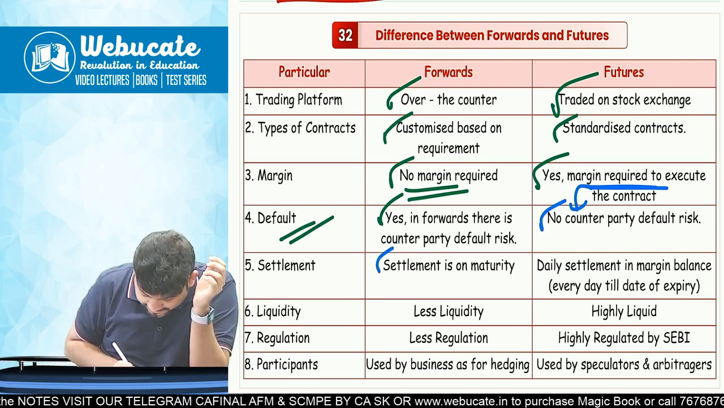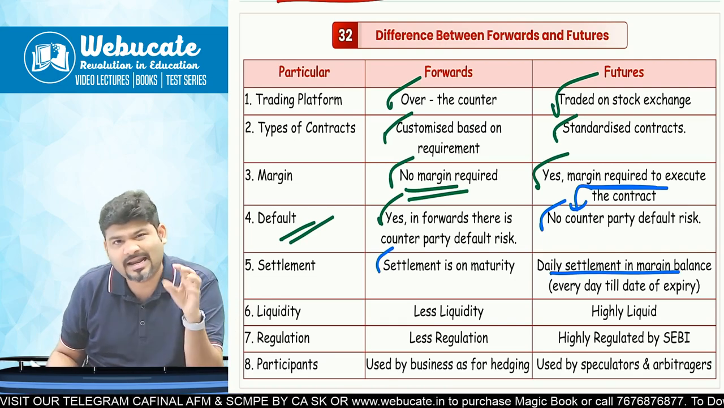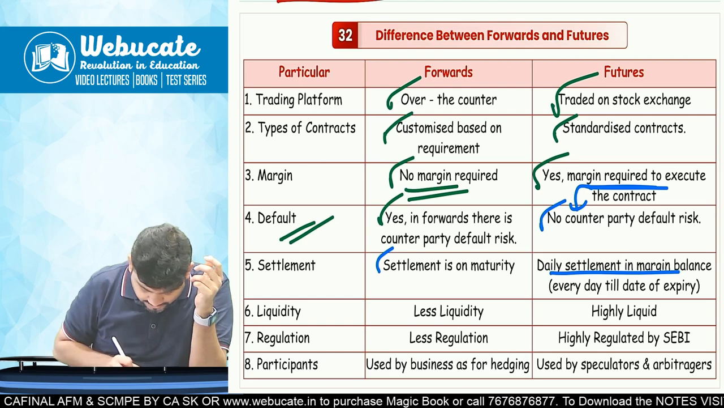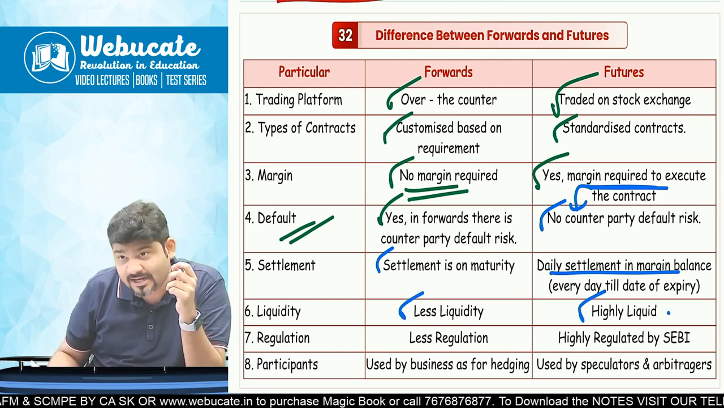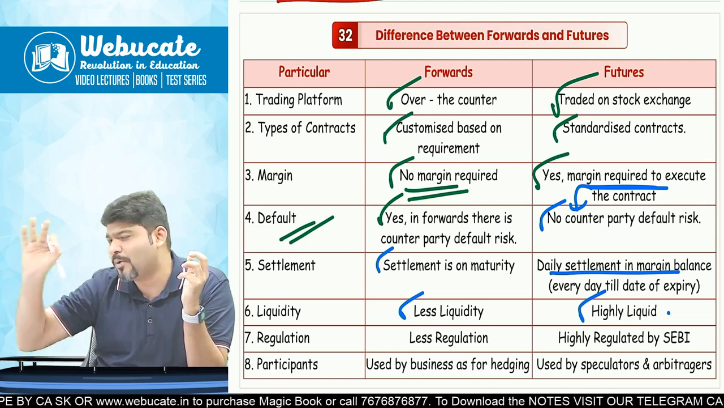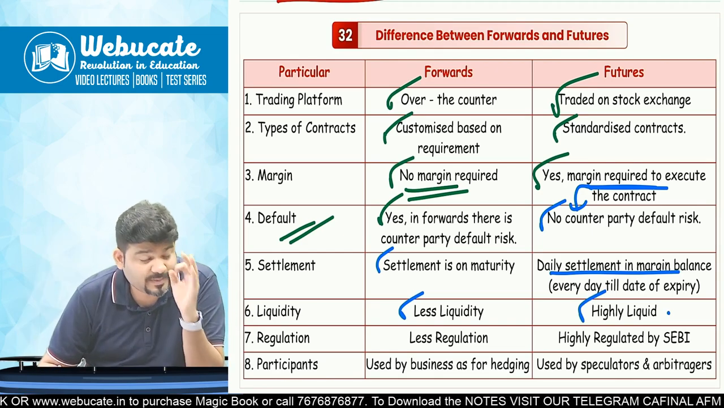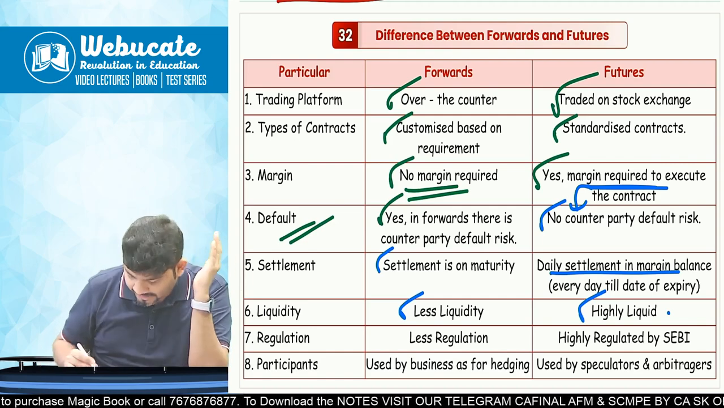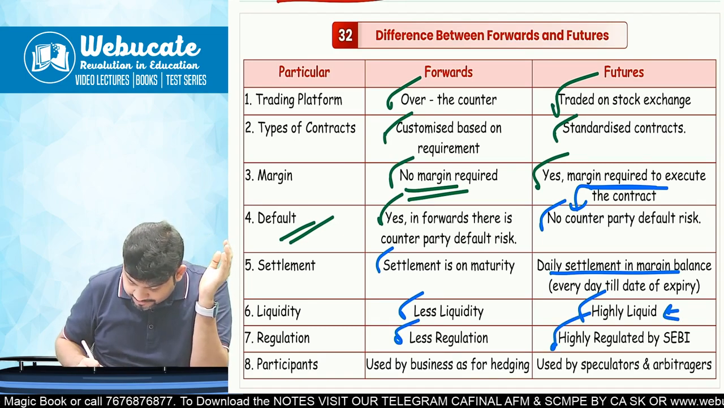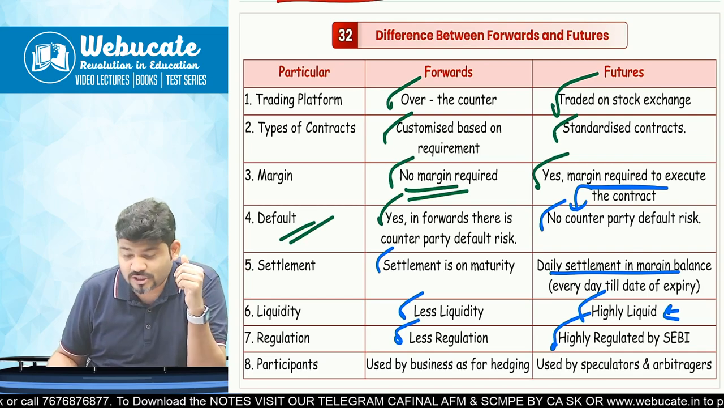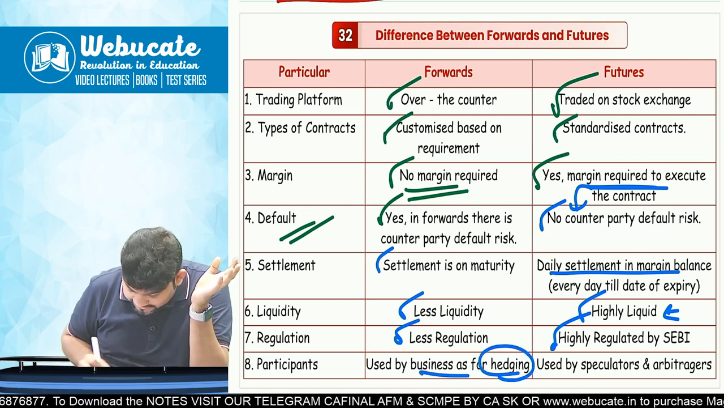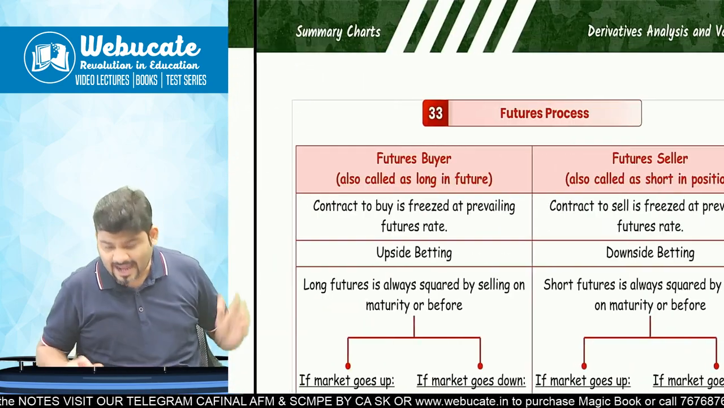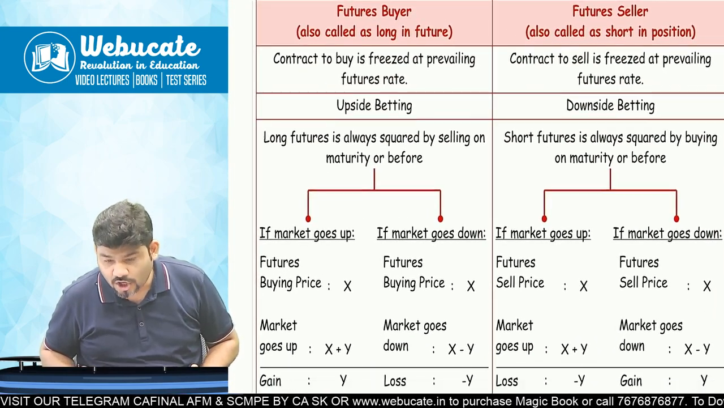Next, in forwards settlement is on maturity, whereas in futures daily settlement is possible. Anytime, any second you want to settle, it is done through the stock exchange. Here the liquidity is less, whereas there it is highly liquid. Why highly liquid? Because whenever you want to sell, you can sell at any point in time. In case of forwards, a specific date and rate is fixed. You have to come on that date only. You will get that rate only. Right? Here it is volatile. Less regulation in case of forwards, but in case of futures, highly regulated by SEBI, used by businesses for hedging, used by speculators, arbitrageurs, and hedgers as well. So this is the difference between forwards and futures. Now let's understand the process of your futures.